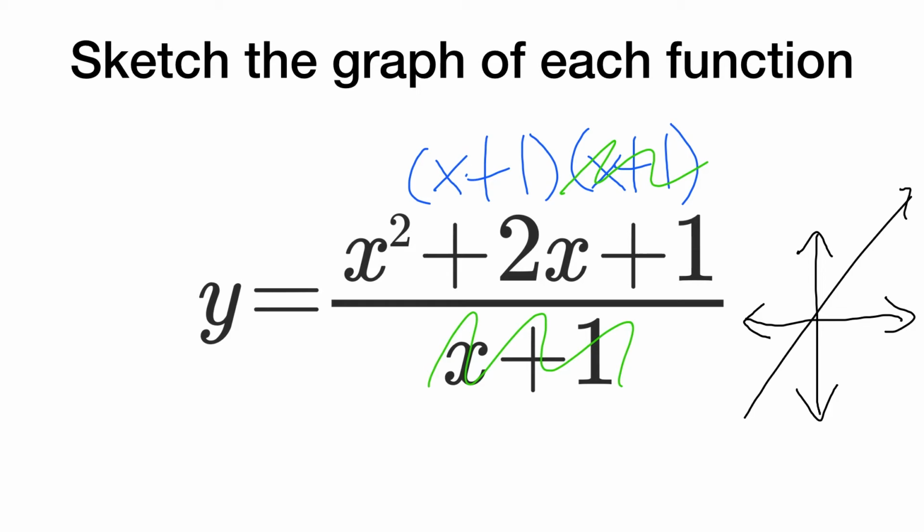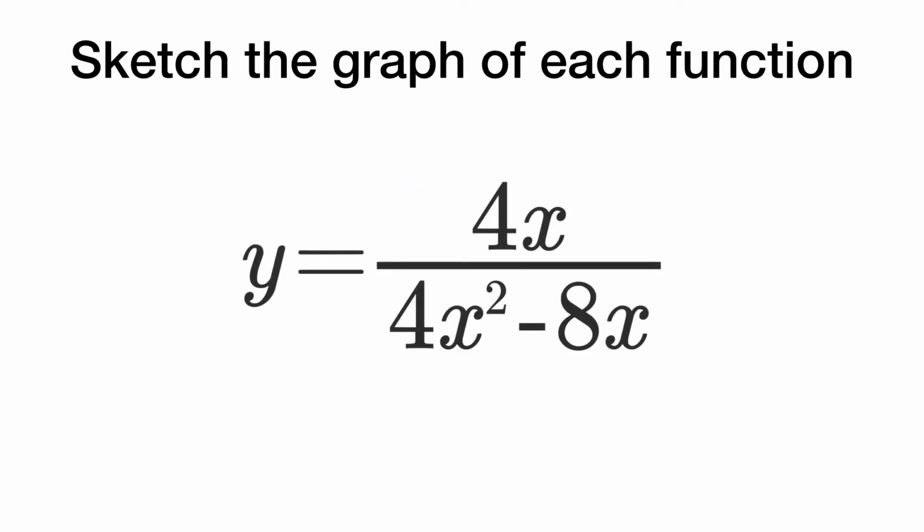There, that looks better. But there's going to actually be a removable discontinuity. So the removable discontinuity is going to be at, let's see, if it's x plus 1, that's going to be at -1. So right there at one of our zeros, which is also where a root would have been, except for the fact that there's a discontinuity there.